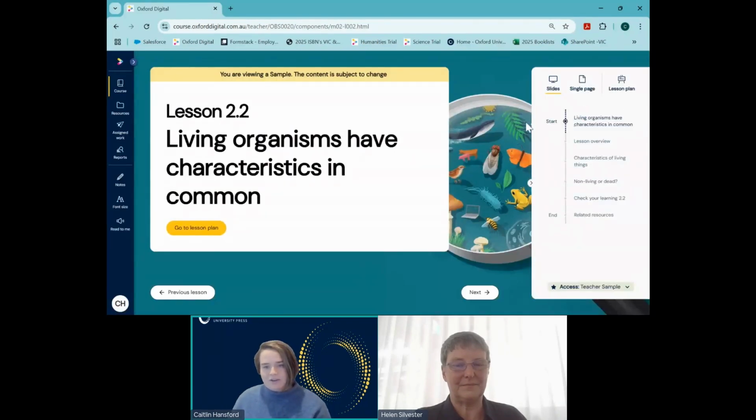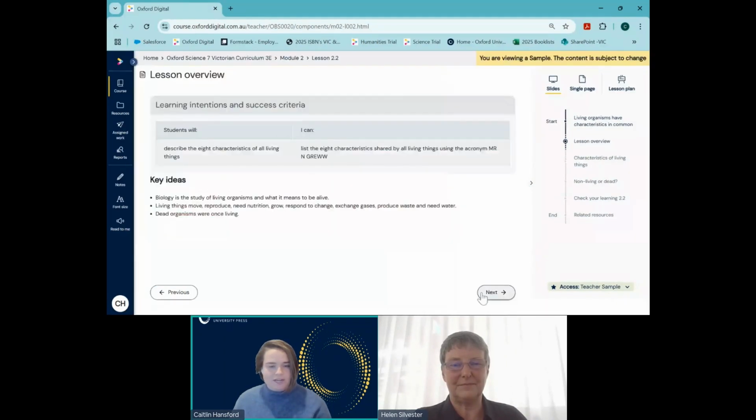Here you can navigate everything from the right-hand side. You can click through to a particular part of the lesson that you might be wanting to see, jump into the lesson plan, which we'll have a look at, and I'll show you what slide and single page can do. Here I'm going to press next and jump through. You'll see the lesson overview.